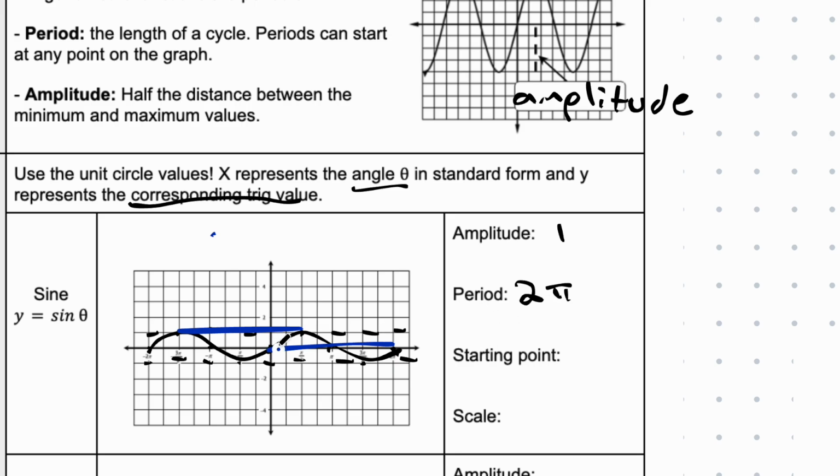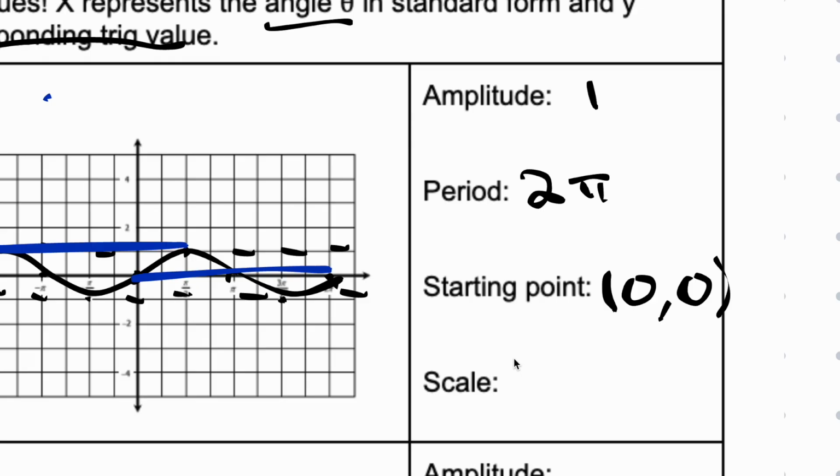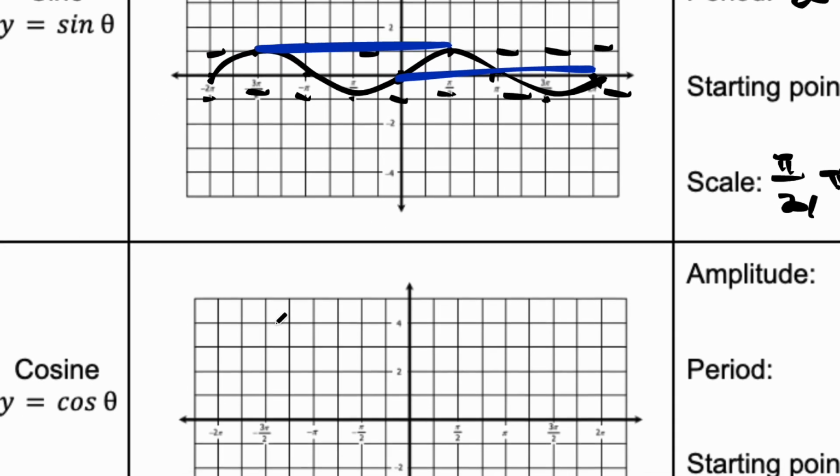What's our starting point? We're starting at 0, so I'm going to start at (0, 0). And then our scale is basically saying, what are these values right here? So here we have pi over 2, pi, 3 pi over 2, 2 pi. I know it's hard to see, but this is our scale. This is going to set some easy benchmarks for points we can graph so that we can graph our entire trig function.